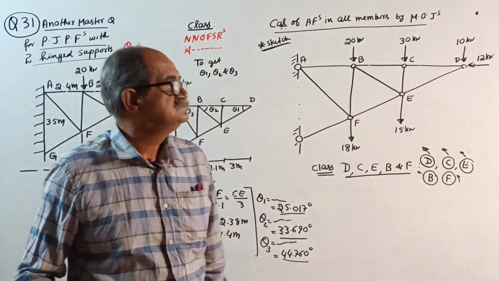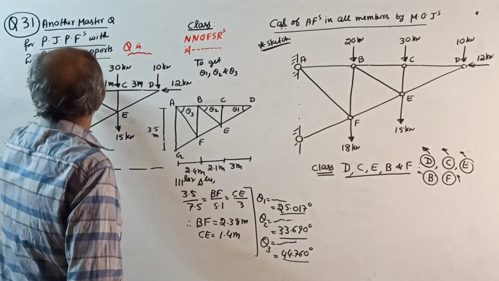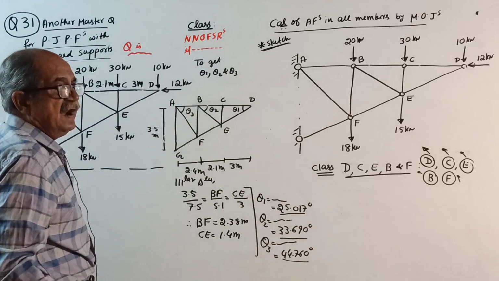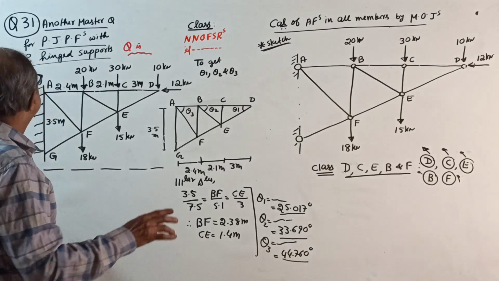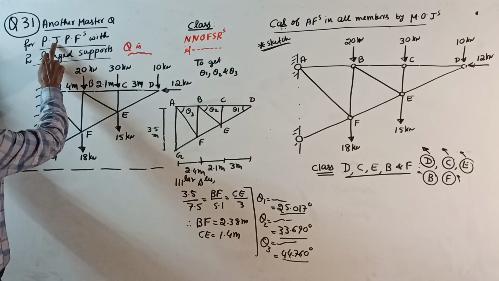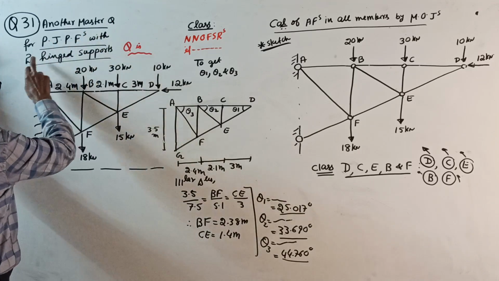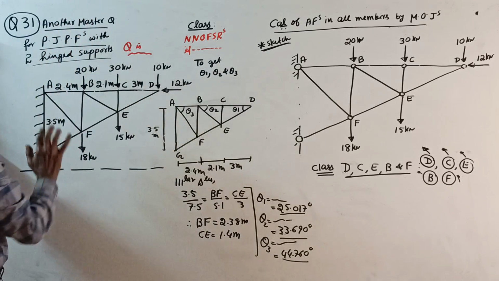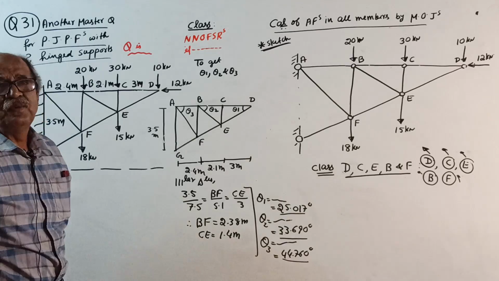Welcome. Today, question 31, another master question. A little bigger one, and some importance is there. Another master question for pin jointed plane frames with two hinged supports. What is the meaning of this one?